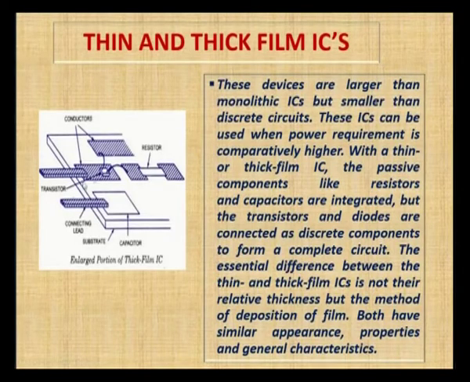Here we can observe how thin and thick film ICs look. This is a resistor made by thin and thick film technology. The capacitor and the transistor are placed externally. As I said, using thin and thick film we can only fabricate passive components, the resistor and capacitor, not the transistor or diode. If we need them, we must connect them externally to the thick and thin film ICs. Both thick and thin film ICs are similar in appearance, but their general characteristics are different.